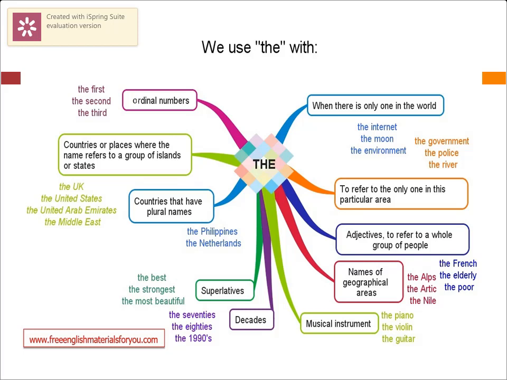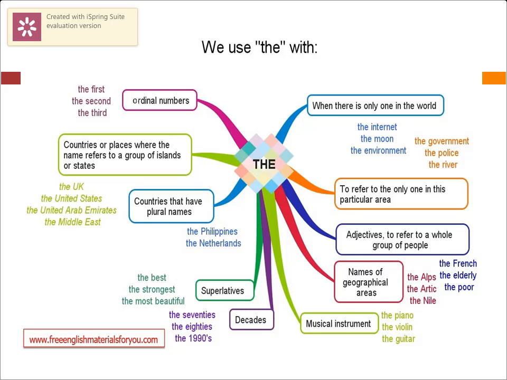The is also used before the names of musical instruments like the piano, the violin, the guitar. The is also used to talk about decades like the 70s, the 80s, the 1990s. The is also used to talk about the superlatives like the best, the strongest, the shortest, the tallest, the least, and so on.